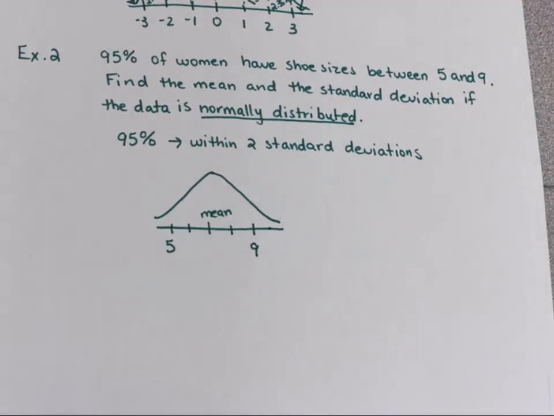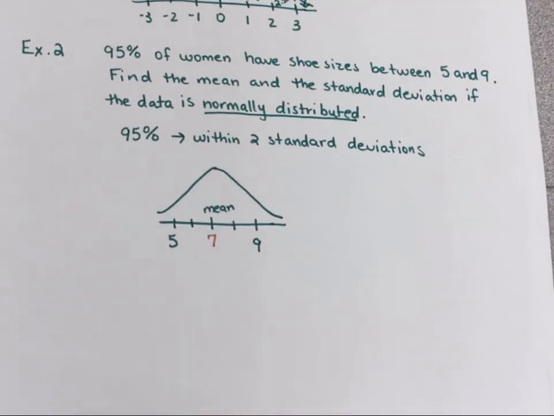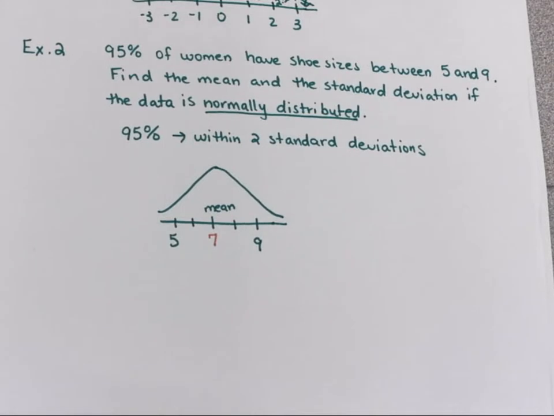So what do you know about the mean? Since we're at 5 and 9, the mean's going to have to be what compared to those 2? Right in between them. Because we went out 2 standard deviations to the left and got 5, and we went out 2 standard deviations to the right and got 9. So what's going to have to be right in the middle? What's the only number that makes sense? 7's going to have to be in the middle, because it's 2 on each side.